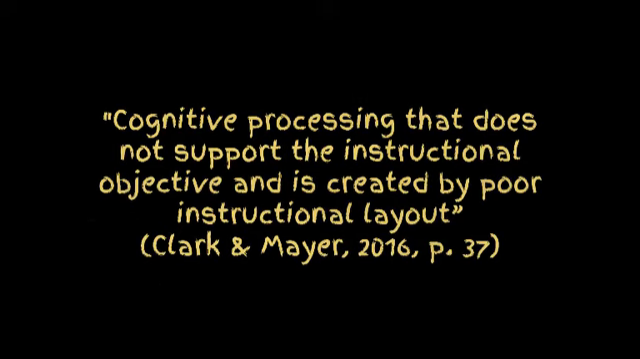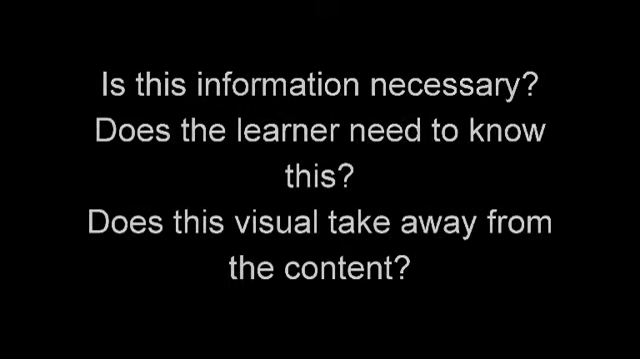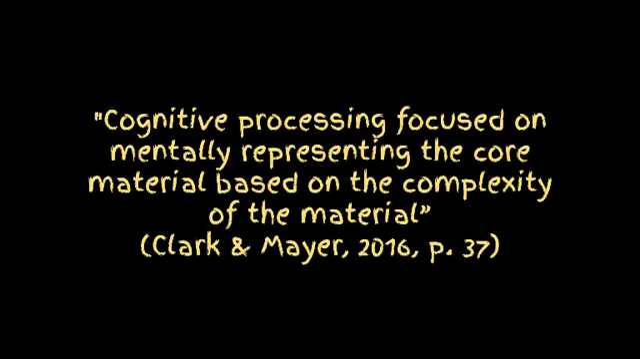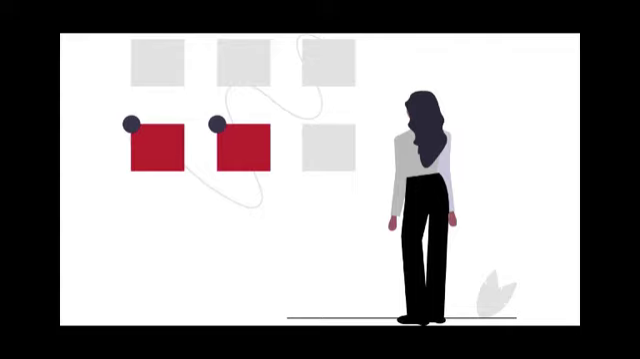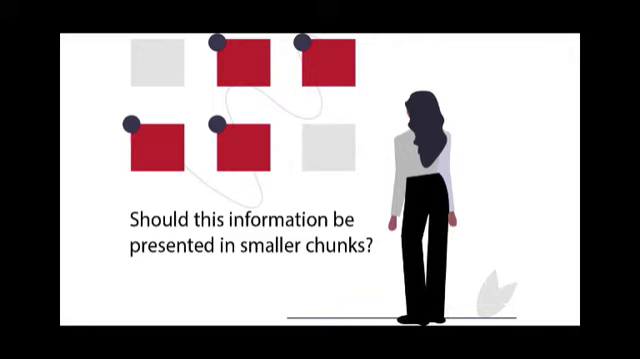When designing multimedia, you should ask, is this information necessary? Does the learner need to know this? And does this visual take away from the content? Essential processing is cognitive processing focused on mentally representing the core material based on the complexity of the material. The goal is to manage essential processing through selecting relevant material and to ensure the information is cognitively and developmentally appropriate.